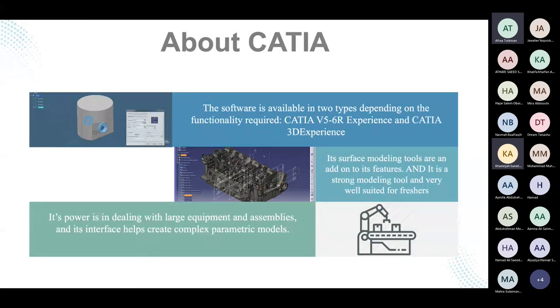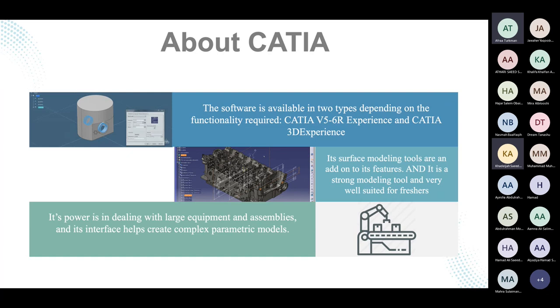The CATIA 3D experience is the second version. It is similar to V5, but with additional integration. In general, this version offers 3D modeling and simulation capabilities that optimize the efficiency of all types of users, both experienced and inexperienced. Its surface modeling tools are an addition to its features, and it is a strong modeling tool and very well suited for beginners.